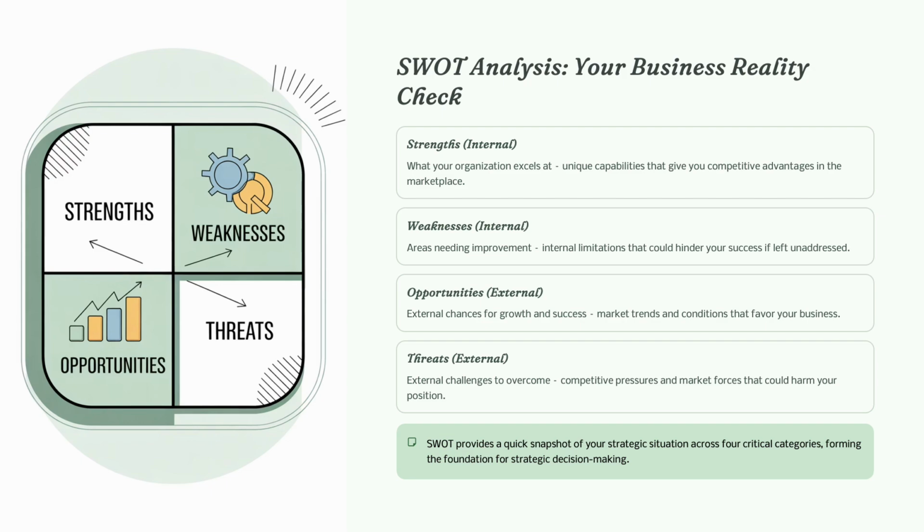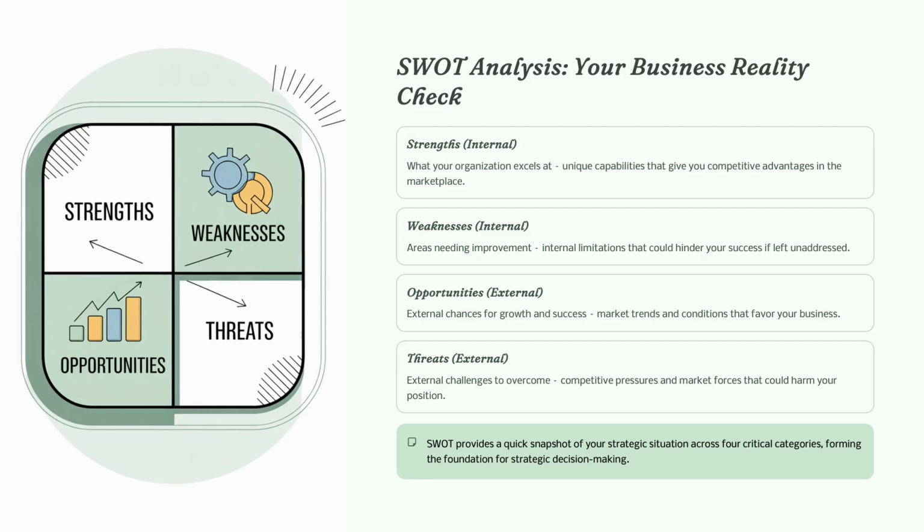Your strengths could be that you're great at math and science and you understand how students think. Your weaknesses might be that you've never run a business before and you don't have much money to invest. For opportunities, maybe you've noticed that many students are struggling with online learning or standardized test scores are dropping in your area. Threats could include established tutoring companies like Kumon or the fact that your time is limited because you're still in school yourself.